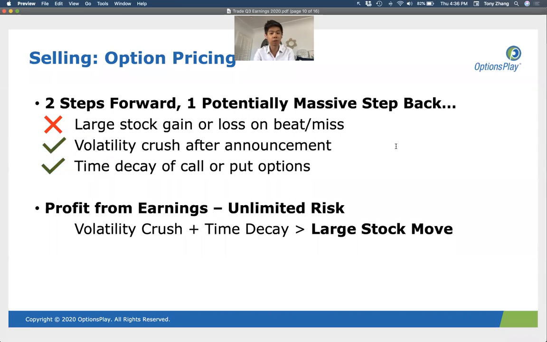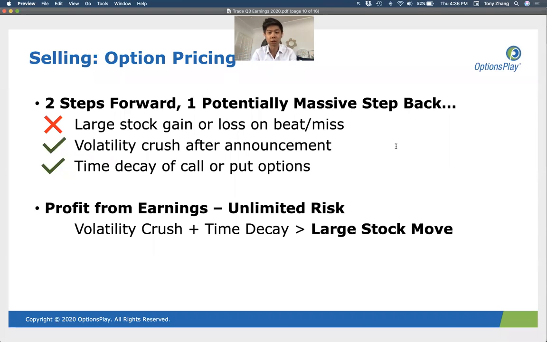So now let's talk a little bit about, okay, what if we don't buy an option? What if we sell an option going into an earnings announcement? And this is really where we reverse it. We have two things now working in our favor and one thing that can potentially work against us. So before, when we buy an option, volatility crush and time decay work against us. When we're selling options, it's the exact opposite. Volatility crush and time decay work in our favor.